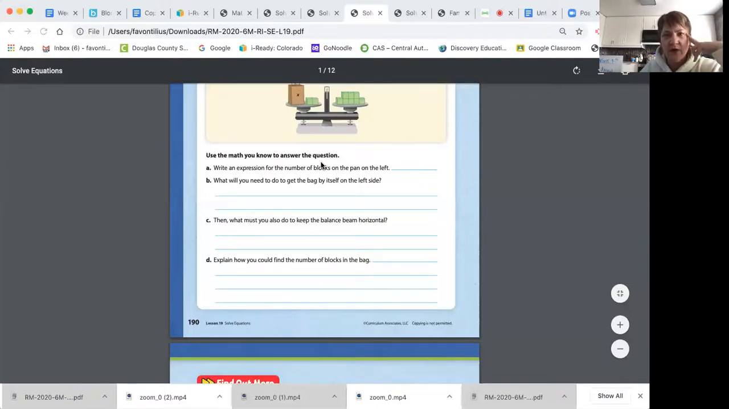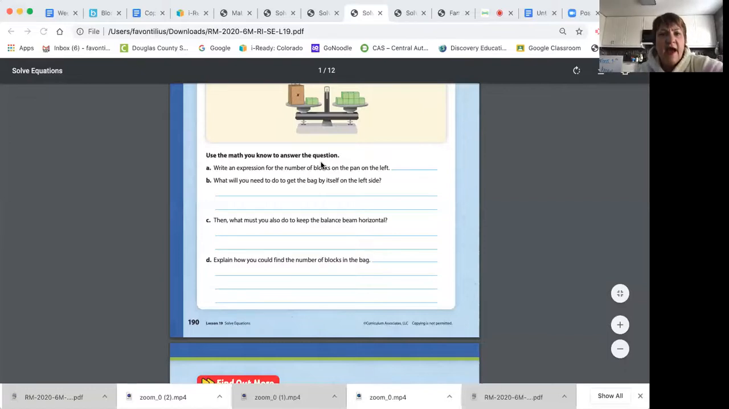And C, then what must you also do to keep the balance beam horizontal? Okay, B is take away 2 blocks. C, what must you do to keep the balance beam horizontal? Well, don't you also need to take away 2 from the right side? So C, take away 2 from the right side.